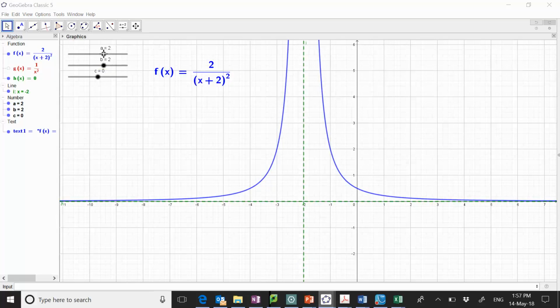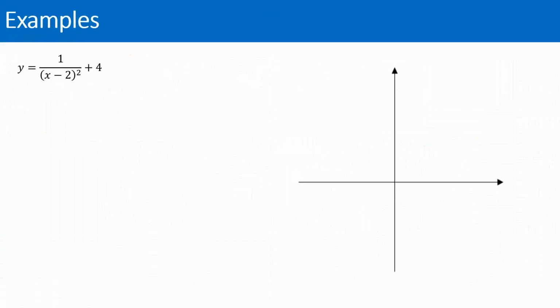Now, let's have a look at this example. I want you to read this for me. Let's picture this. X minus 2, what do I see here? What does this tell me? It moves left. Not left by 2. Right by 2. X minus 2 equal to 0, solve for x. That tells me right by 2 because it's positive.